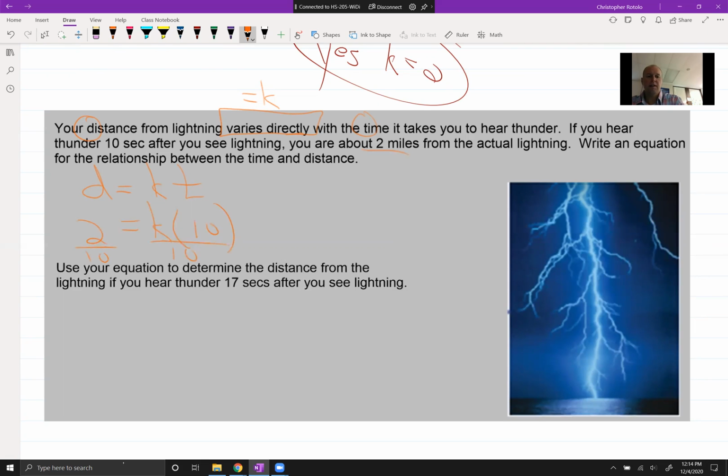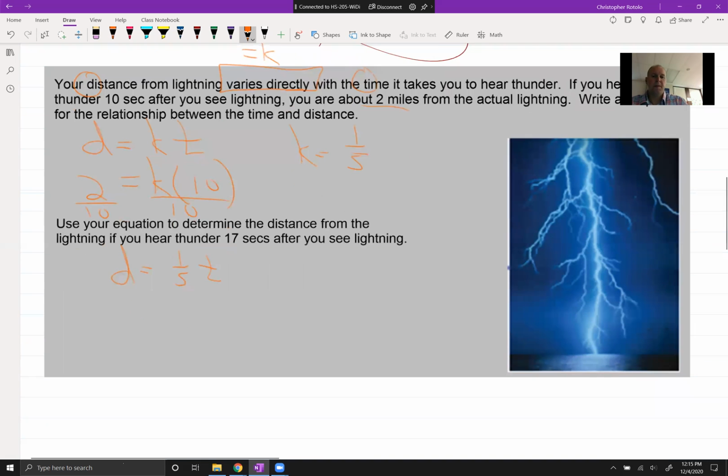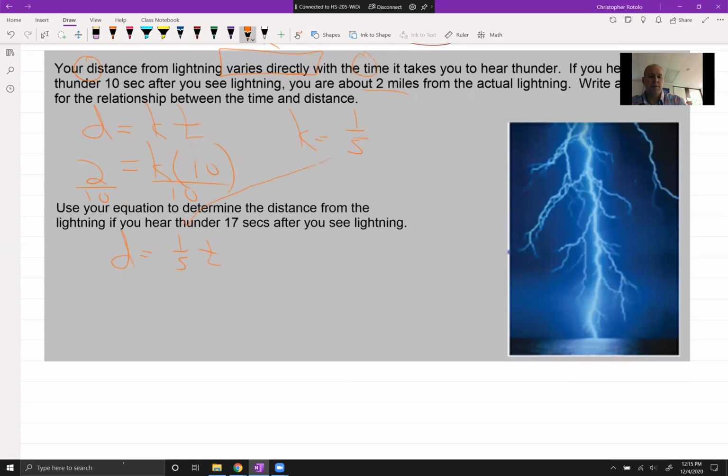We're going to divide. K equals 1/5, or we could say 0.2. Either way. All right, so we're going to use an equation. Distance equals 1/5 times time. All I did is take that value and put it right here.